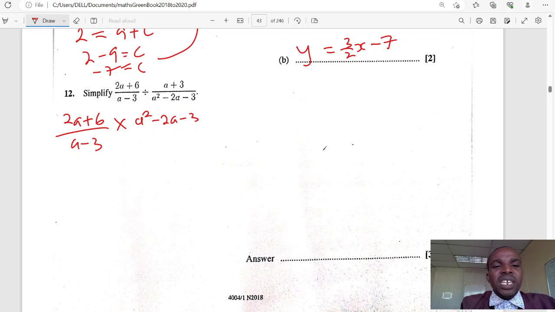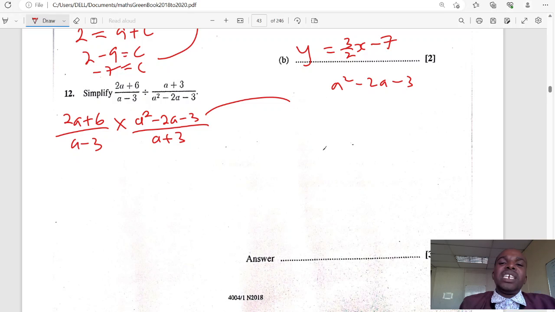Minus 2a minus 3 over a plus 3. So like this. Then after that, you can use factorization. So this part, you can factorize a squared minus 2a minus 3. You take this and this, you multiply them, you get minus 3a squared.